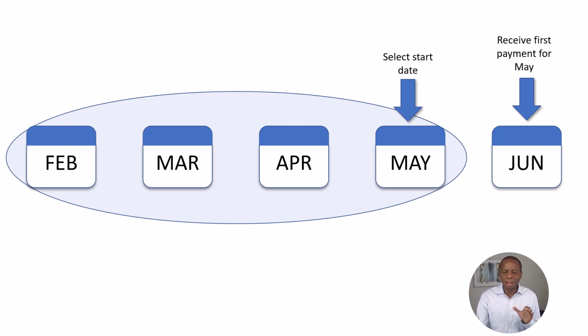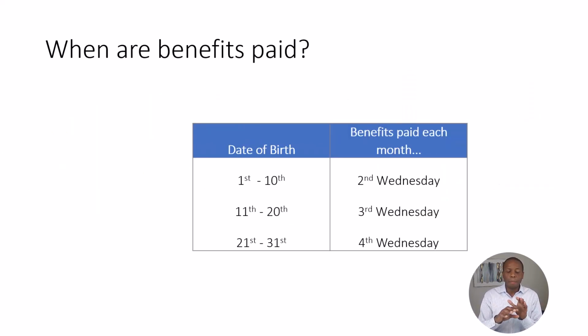Last thing we're going to talk about here. When do you actually receive that check during the month? Well, that depends on your date of birth, right? If your date of birth is between the 1st and the 10th of the month, well, then your benefits are paid on the second Wednesday.